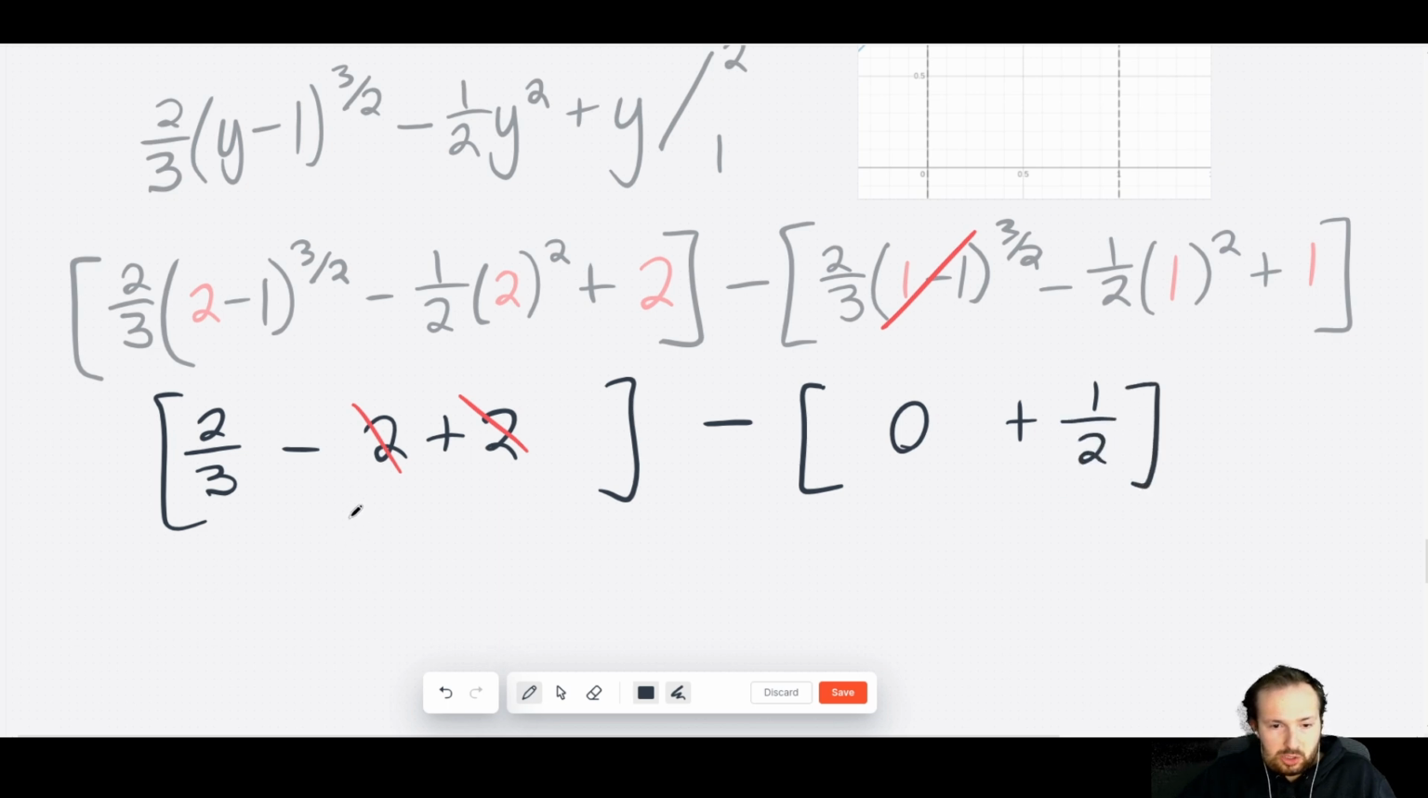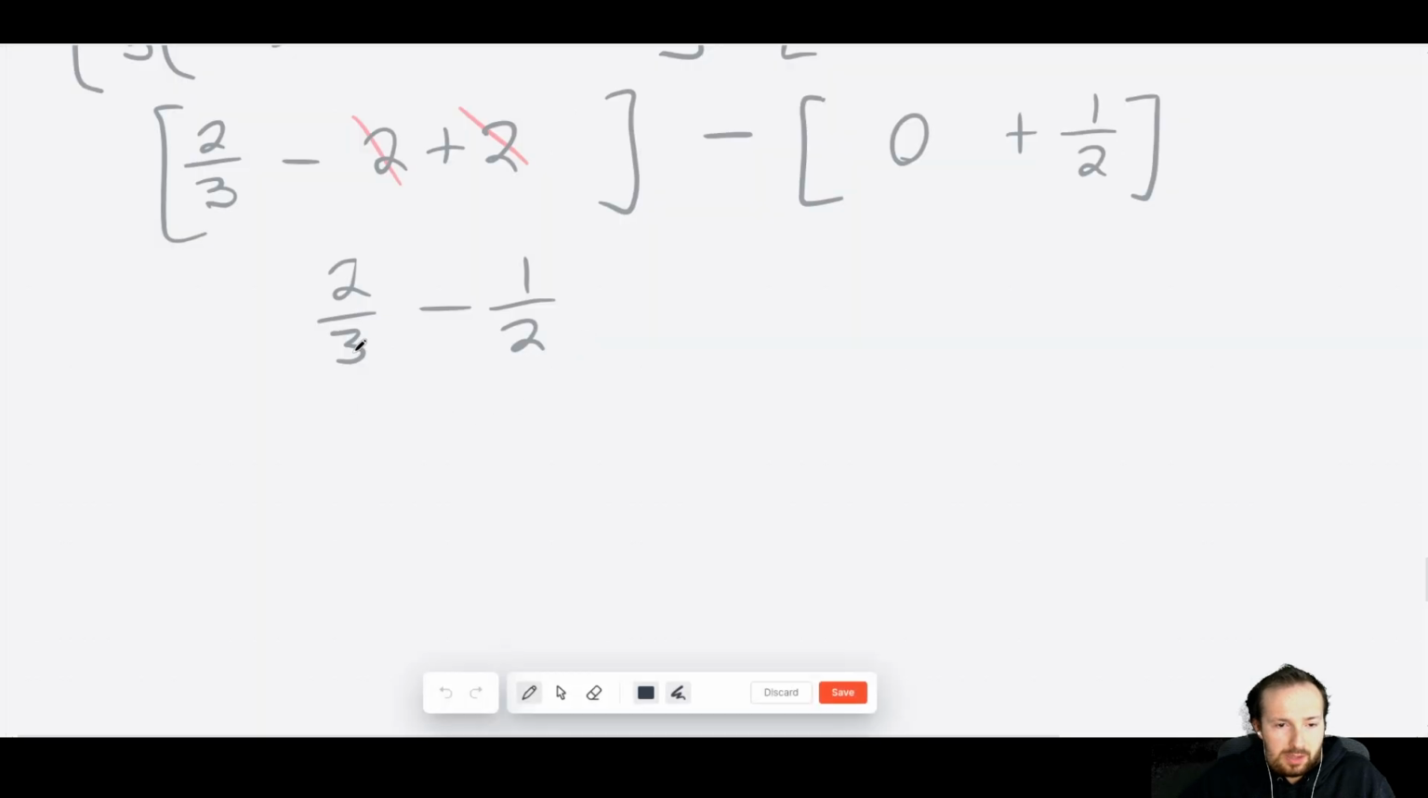So this one is actually 2/3 minus 1/2. And then again, we could do a common denominator here of 6. So double that, that'll be 4/6. And then for this one, to get 6, I'd have to multiply the top and bottom by 3, so 3/6. What is 4/6 minus 3/6? 1/6.